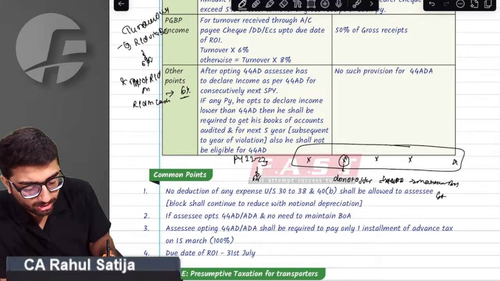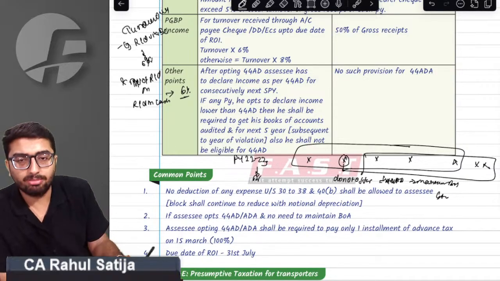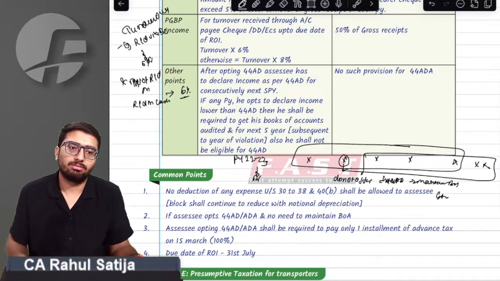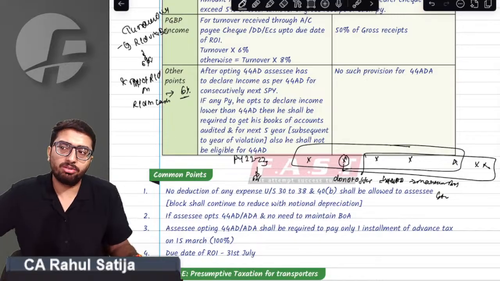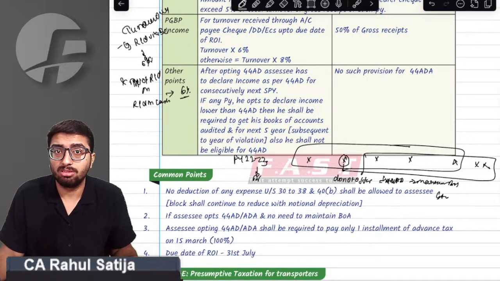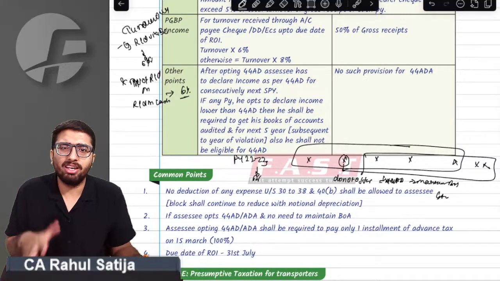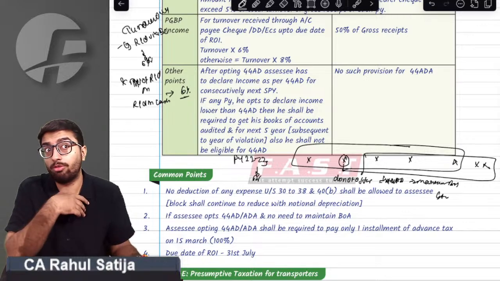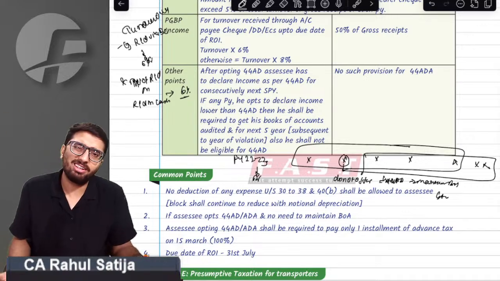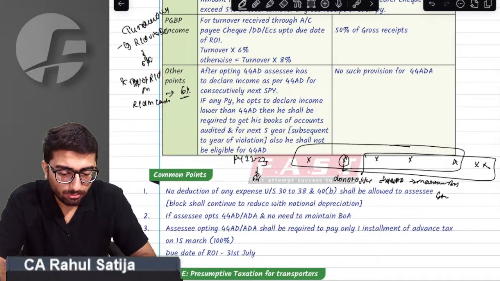I have to get them audited, and sir, for the next 5 years, I will be ineligible to claim 44AD. Can you think of the depth? Why is this necessary? If you are giving an option, give it for free now. Why are you giving it if, when you opt for it, you have to stay for 5 years? Why is it so? No excuse as such.